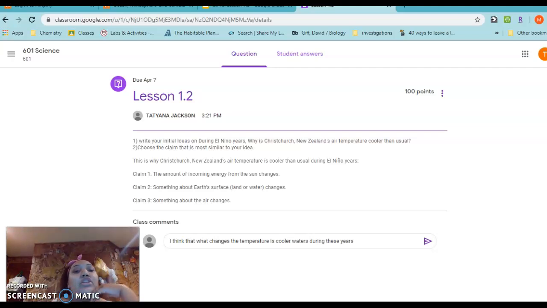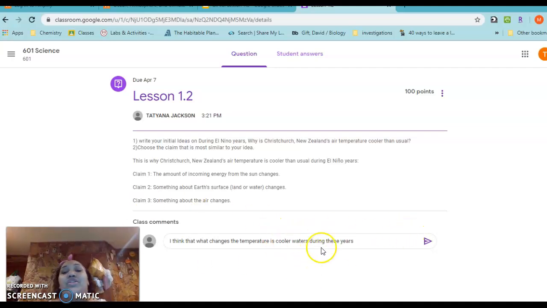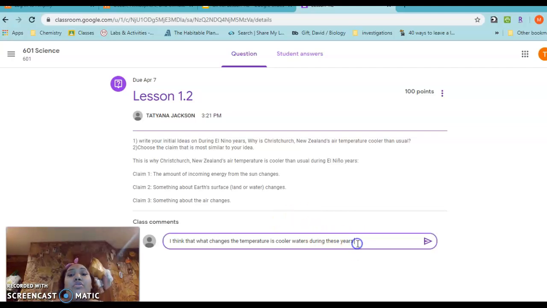Hey guys, so remember we left off when Miss Jackson was writing, I think what changes the temperature is cooler waters during these years. Boom, I'm going to hit submit on my comment. So I'm going to hit this little arrow just like you would hit yours, and I think it's over here on the left hand side. And then you also have to make your second comment.